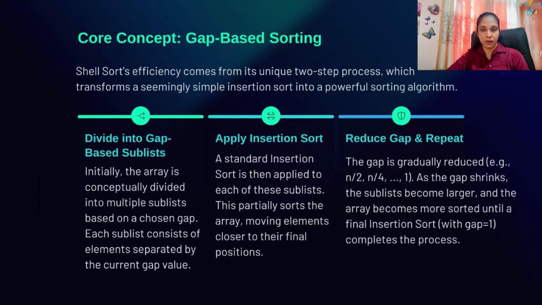Core concept. The core idea of Shell Sort is very simple. First, we divide the array into sublists using a gap. Then, we apply insertion sort on each of these sublists. After that, we reduce the gap of the sublist and repeat the process until the gap becomes 1.